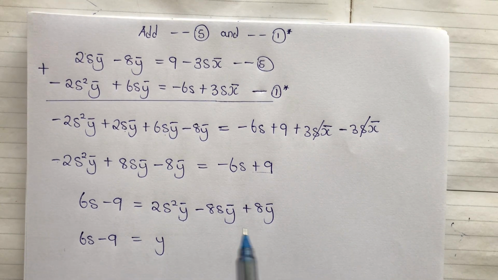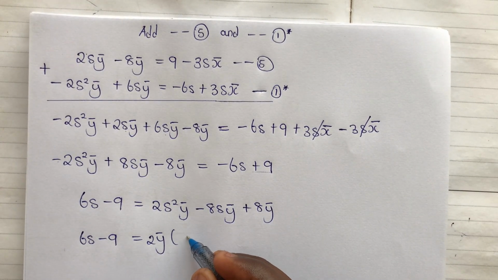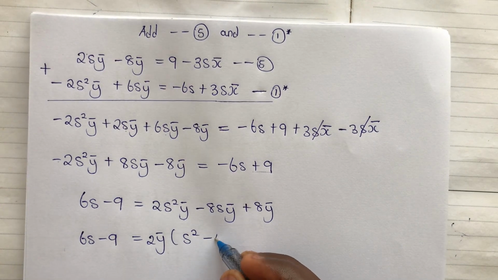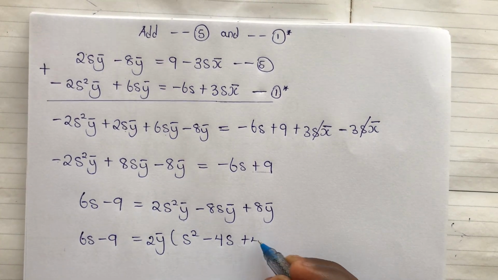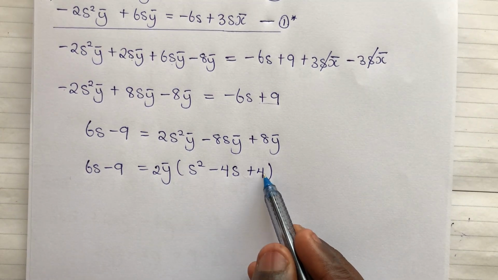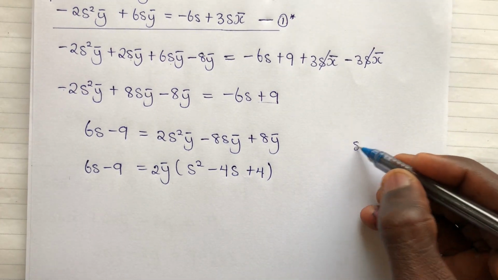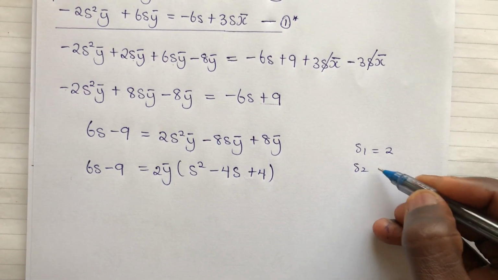Well, let's hold on. We have a common factor here, which is 2. So we can bring out 2. So let's factorize 2y bar out. So 2y bar outside, this is giving us s square minus 4s plus 4. Okay, so now we have a quadratic function here, so we will get a repeated factor. S1 equal to 2, S2 equal to 2.